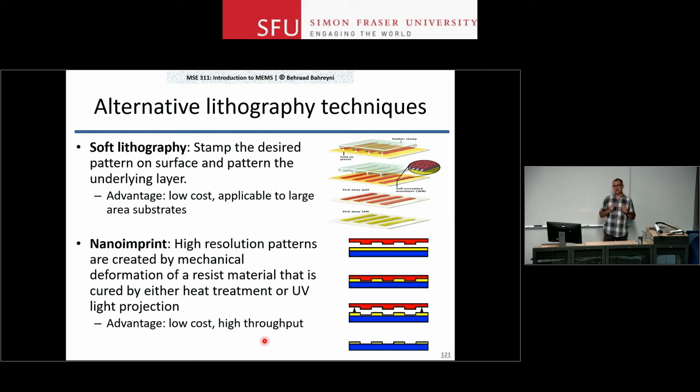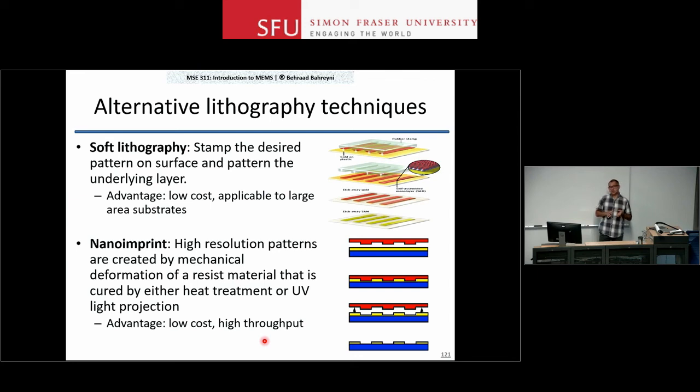Wait for a second and think, what is the disadvantage? If we can get 10 nanometer, 20 nanometer lines this way, why don't we use it for all of the lithography steps that we have? Why don't we use these two instead of lithography steps that we have in microelectronics or MEMS?